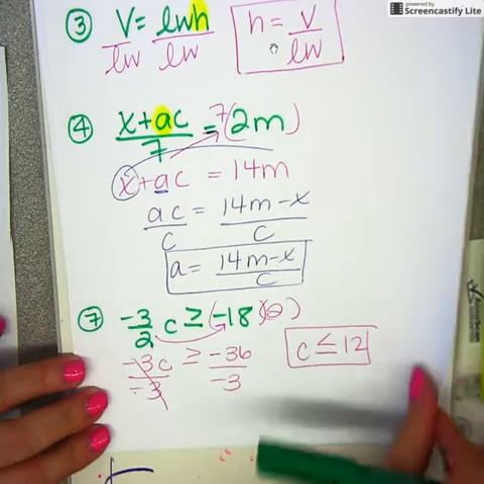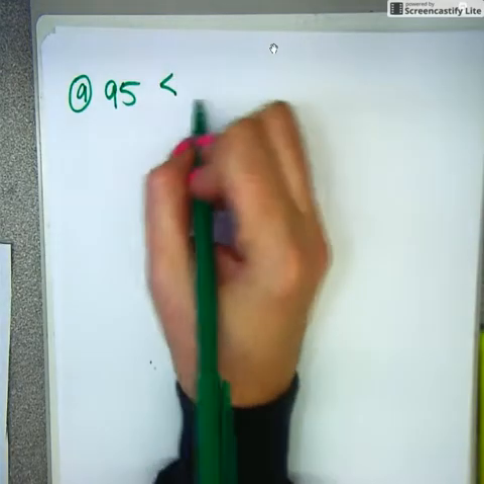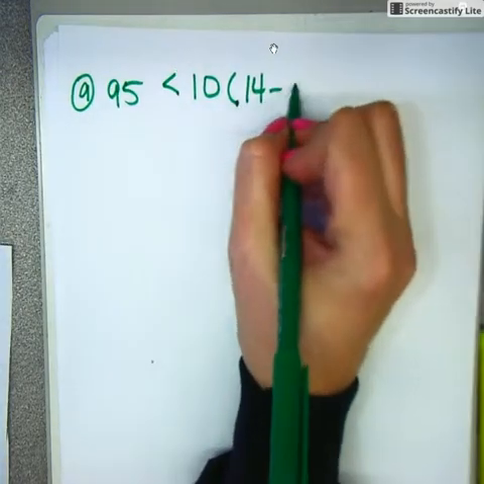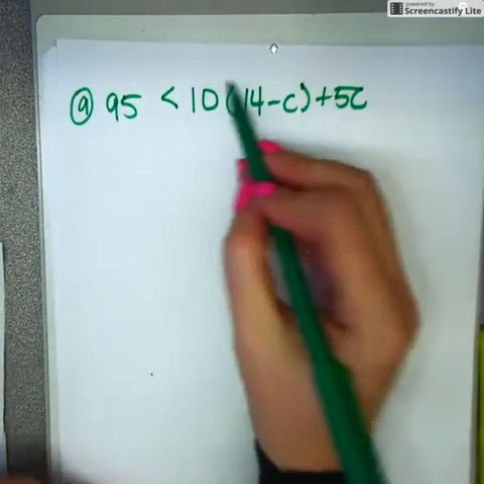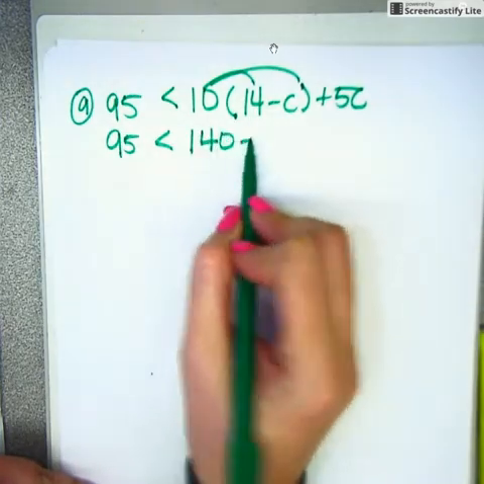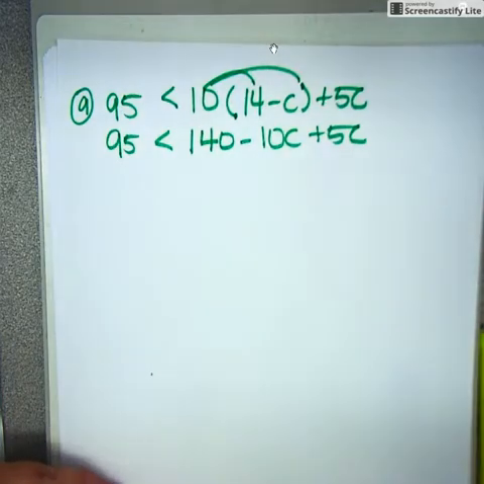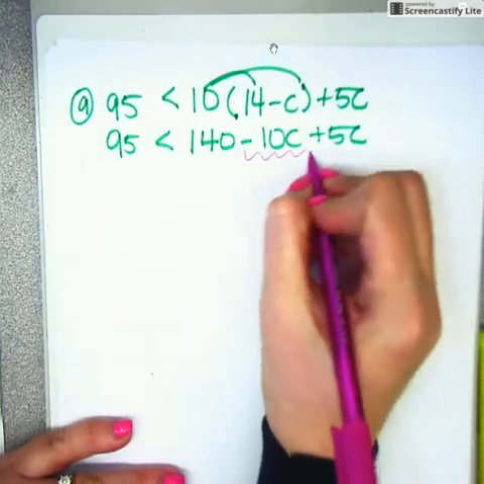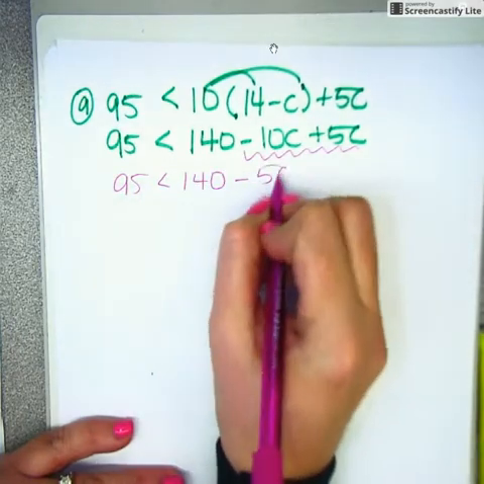I will also work out problem number 9. Okay, so our first step is going to be to go ahead and distribute this 10. Okay, going to combine like terms. So negative 10c plus 5c is negative 5c.